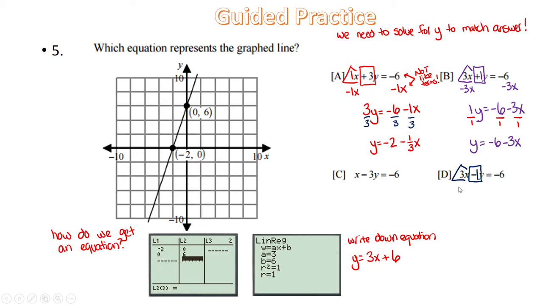So solving for D and subtracting 3x on both sides, we're going to have -1y equals -6 minus 3x. Now the difference between D and B is there's a -1 in front of y. So if we divide by -1, that changes both of my signs to be positive. So now I have 6 plus 3x. And these do match. They just reverse the order.